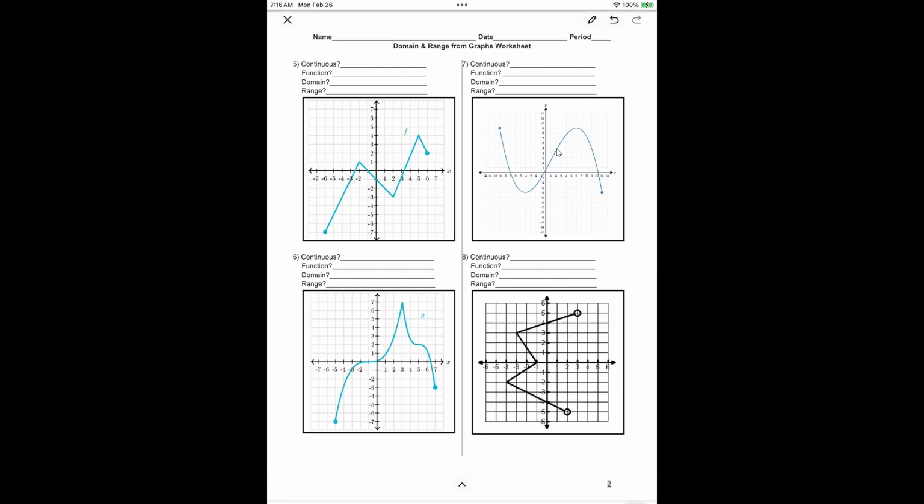I wanted to do a couple of the problems from the domain and range worksheet that I gave you. I'm going to do a couple of easy ones, and then I'm going to go to some of the ones that are a little bit more challenging, right? So I'm going to start with number 7.